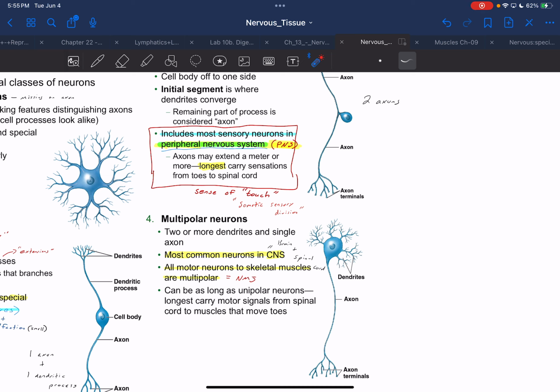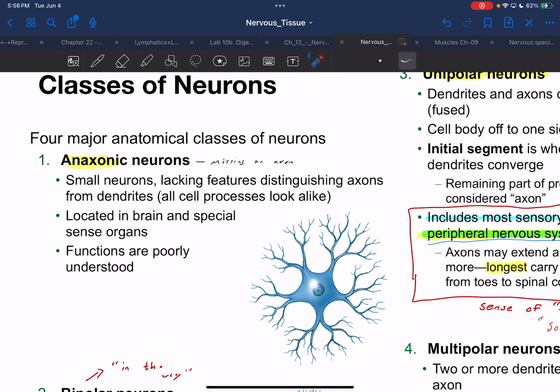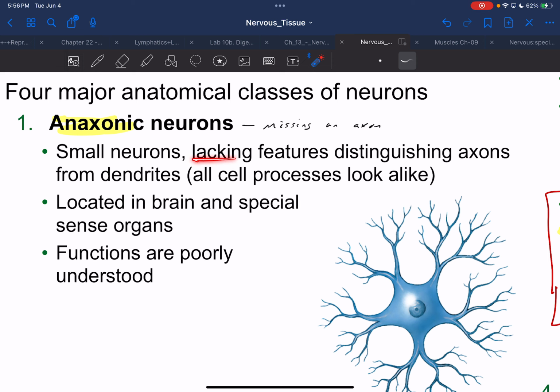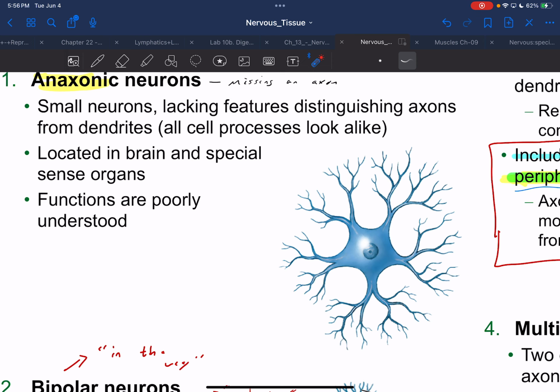It is using these in a unique connection to send signals in and out of your brain, to send motor commands and to receive, through your sensory commands, right? Sensory signals, things that are going into your brain. Now, anaxonic, we don't know much about it, but the word itself implies that it's missing or lacking an axon. And that's all I want you to know about it, missing an axon.